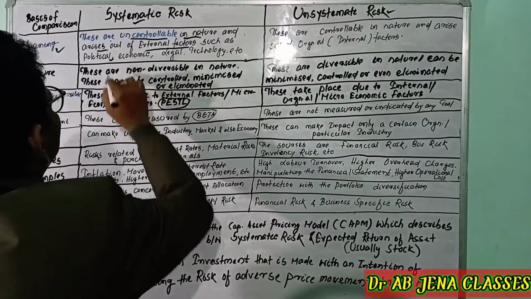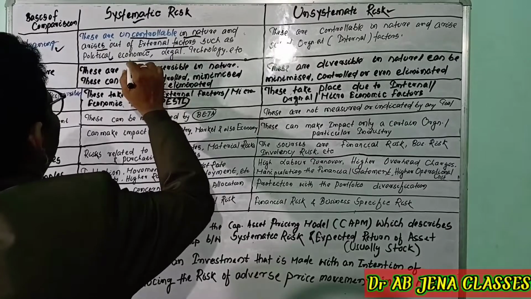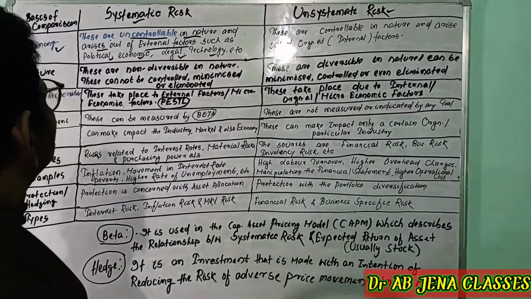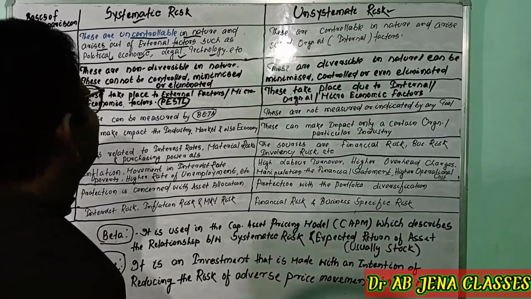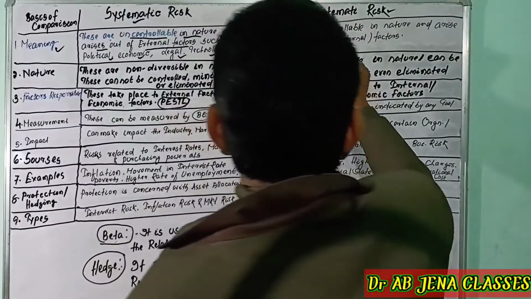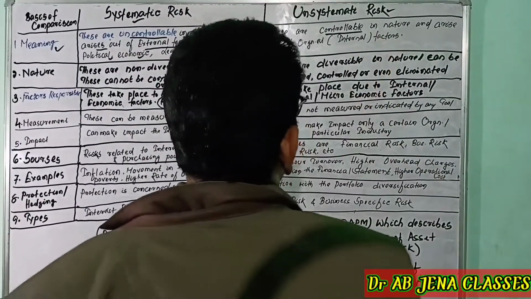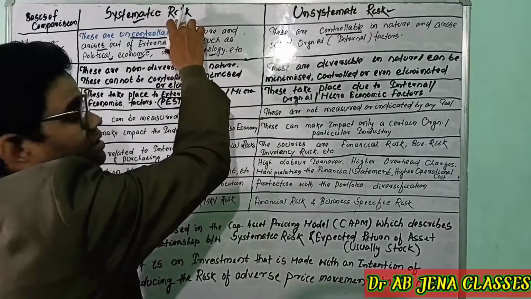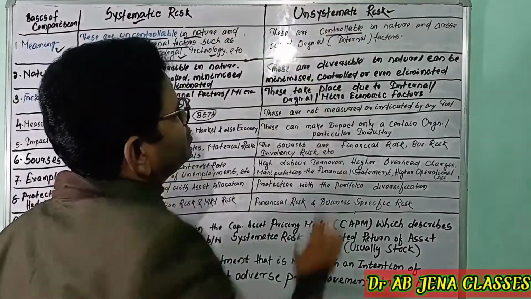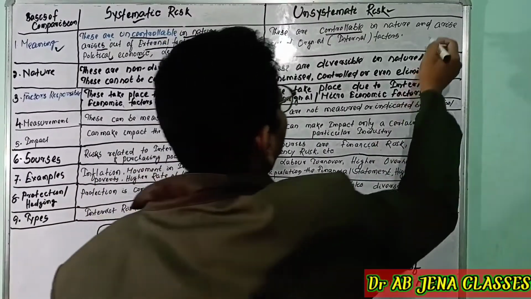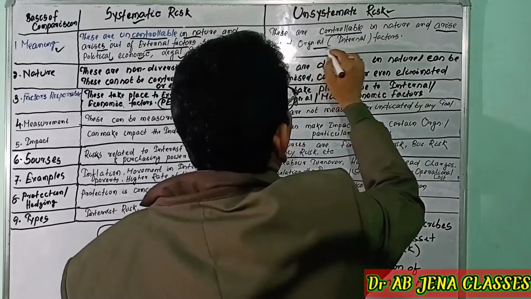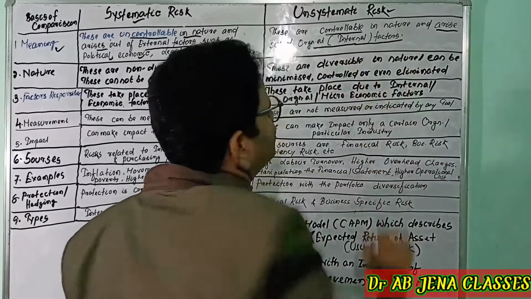Such as the political factor, economic factor, legal factor, technological factors, etc. So these are the external factors. Unsystematic risks are controllable. Systematic risks cannot be controlled, whereas unsystematic risks can be controlled in nature, and unsystematic risks arise out of the organizational or the internal factors.